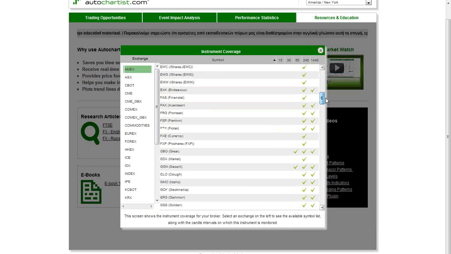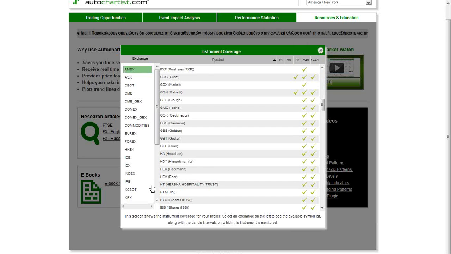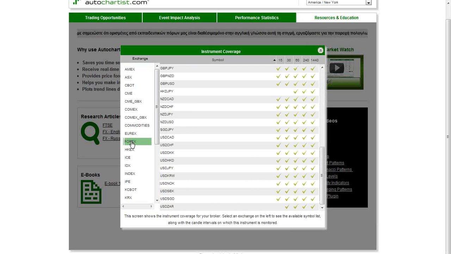Liquidity is obviously very important when doing analysis based around support and resistance levels. If you look at the Forex market, of course, Forex is very, very liquid. And so most of the major instruments we cover from 15-minute time intervals all the way to 24-hour time intervals.